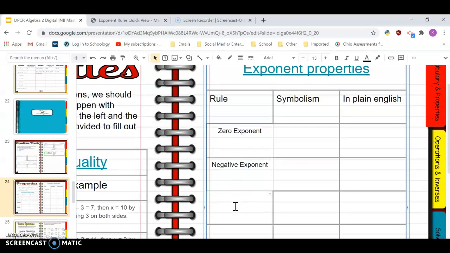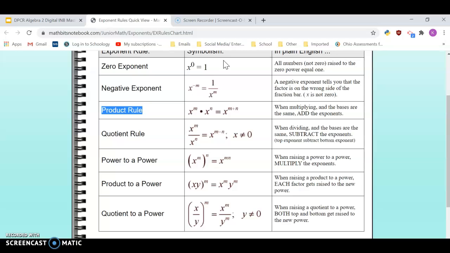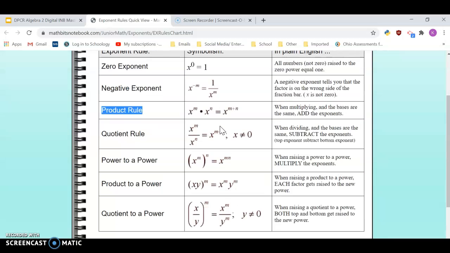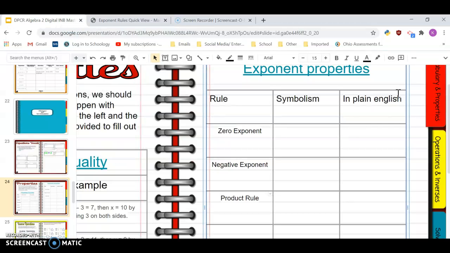Now, for this part of the chart, we have the rule column. For the symbolism column, it matches up just the same thing as over here. This is just an example of what would happen in that particular rule. And then the plain English column is going to be actually describing to you what it is.